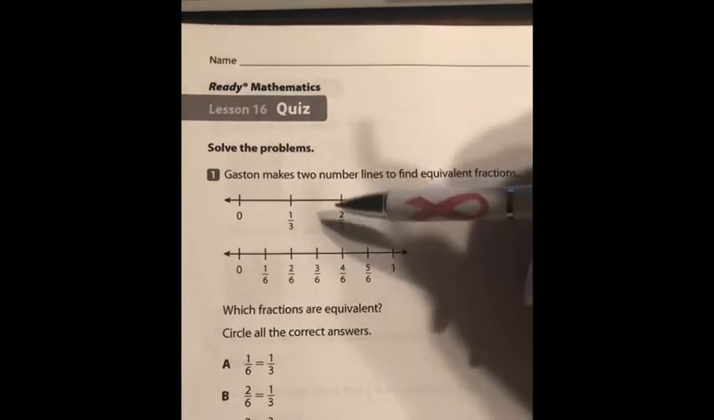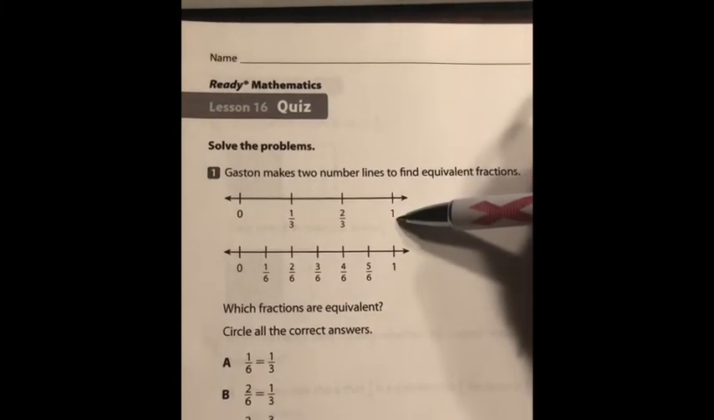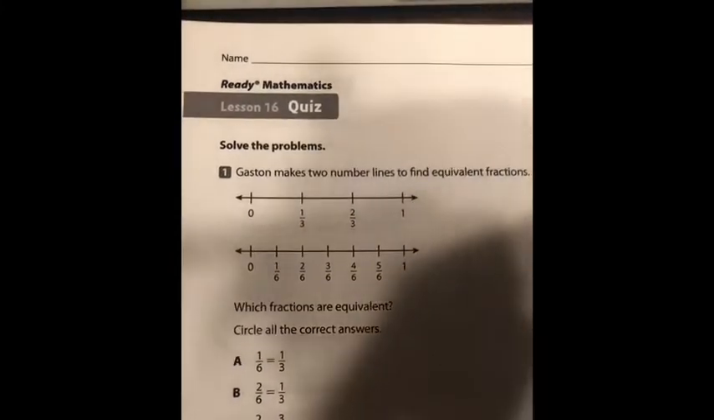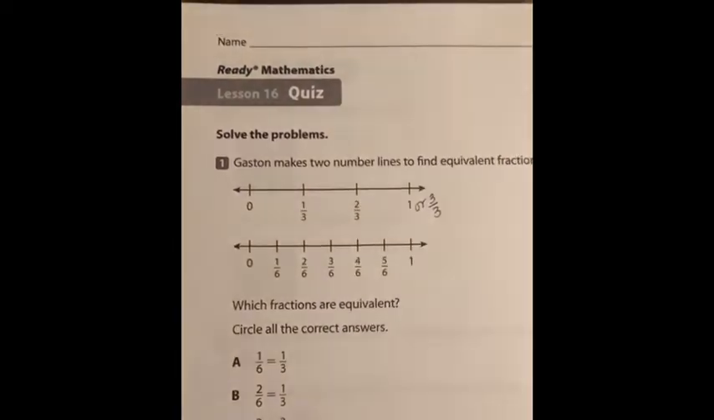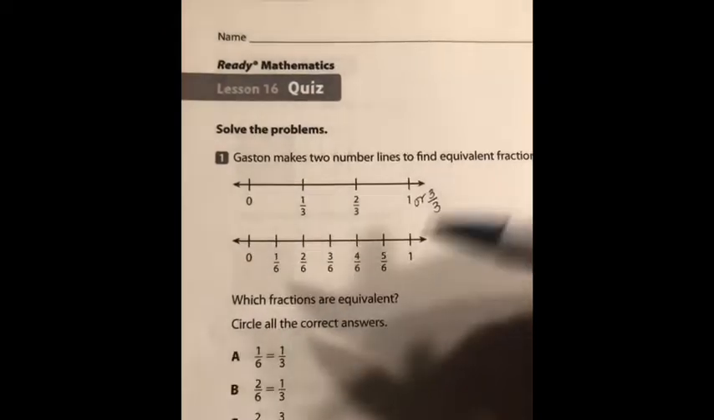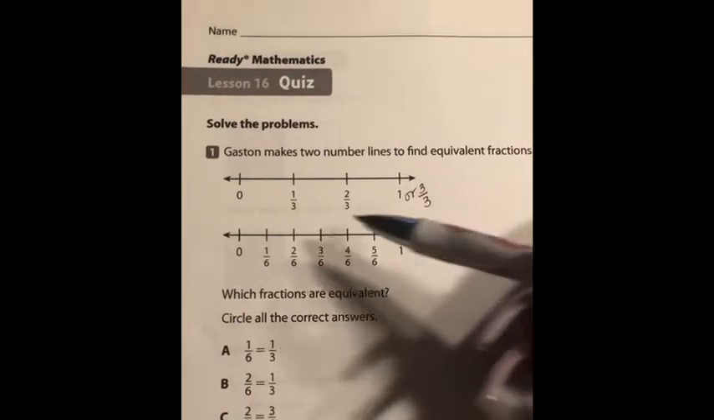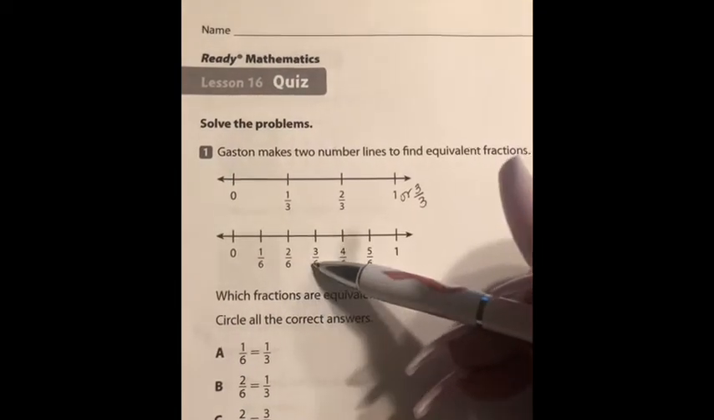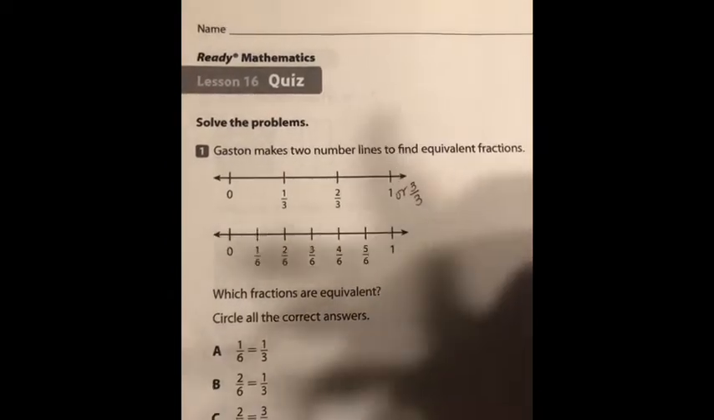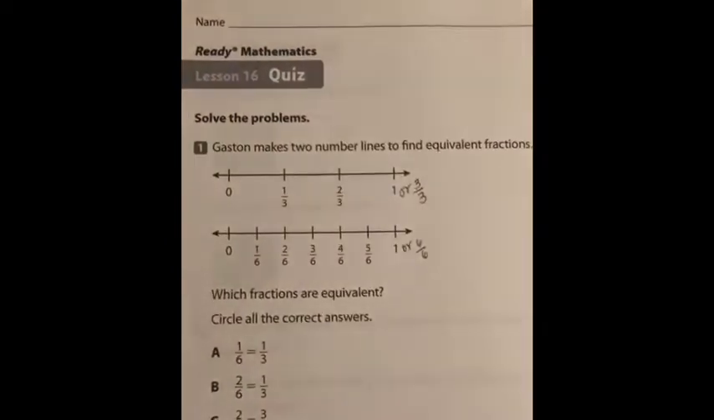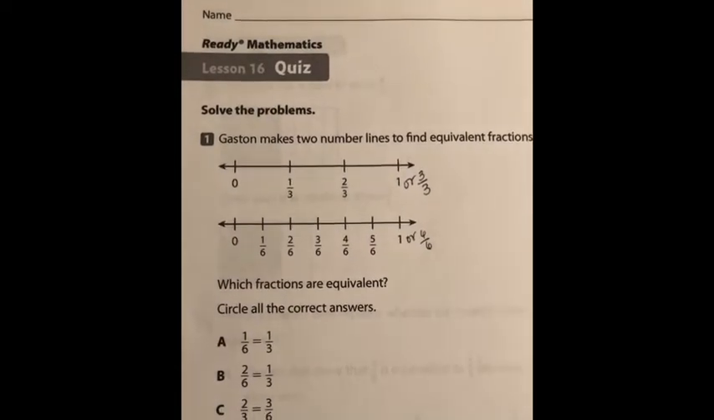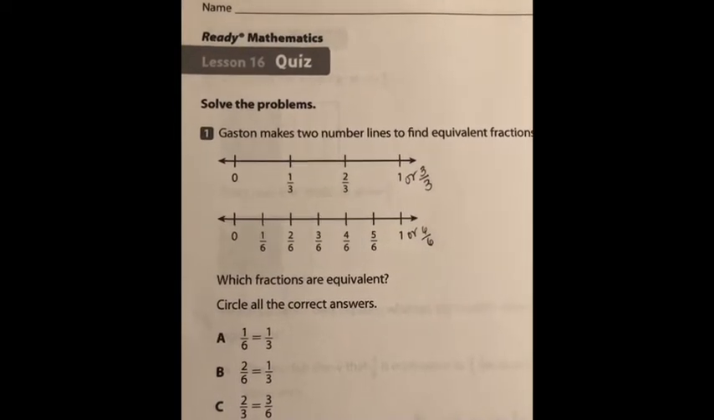We have 1/3, 2/3, and then a whole number, which is also known as 3/3. And I'm just going to put it here just so we can see it. And then we have this one where it's broken up in 6. So we have 1/6, 2/6, 3/6, 4/6, 5/6, or one whole, or 6 over 6, however you want to look at it. And we need to figure out which fractions are equivalent.